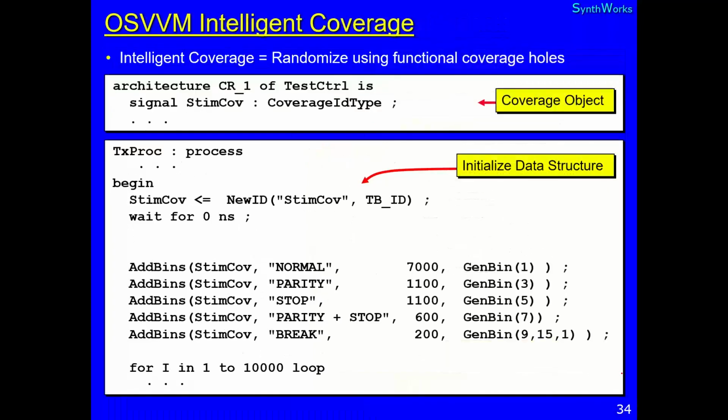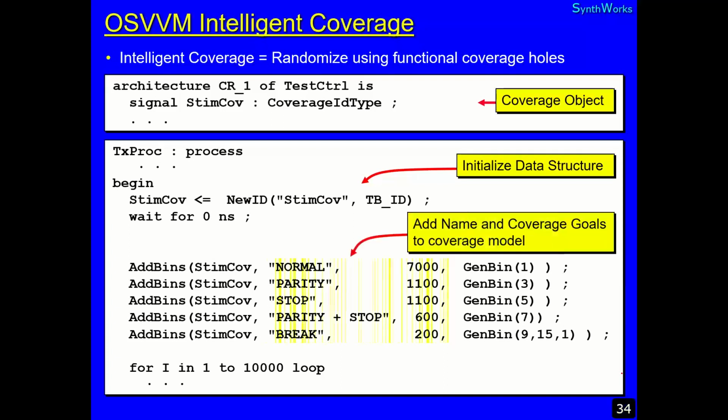So, intelligent coverage. On the test generation side, let's add some more randomization capability. This is going to randomize using functional coverage holes. We're doing the same thing. We create our ID, we call new, and then we're going to add some additional things in here. The first thing is a name. That's not required, it's an optional thing, but it's a good practice to do.